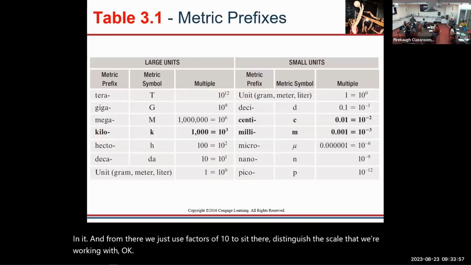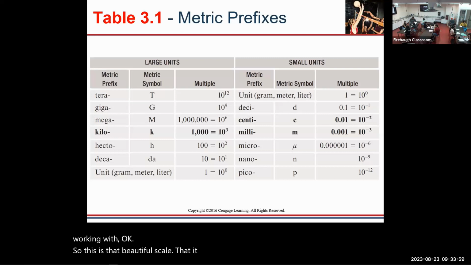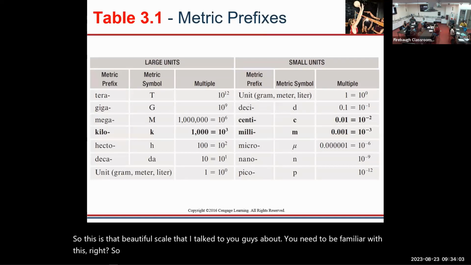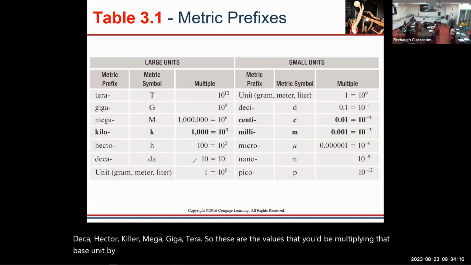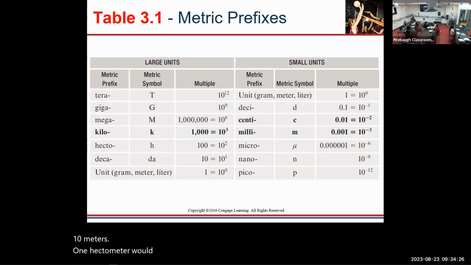So this is that beautiful scale that I talked to you guys about. You need to be familiar with this, right? So if you guys look at this, we've talked about it yesterday. Deca, hecta, kilo, mega, giga, tera. So these are the values that you'd be multiplying that base unit by to get the comparable amount. So 1 decameter would be 10 meters. 1 hectometer would be 100 meters.